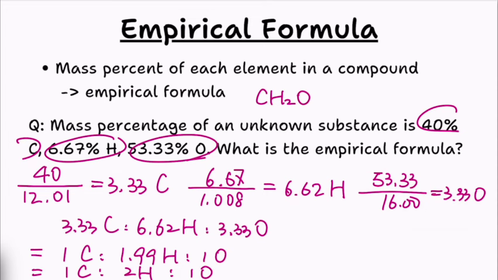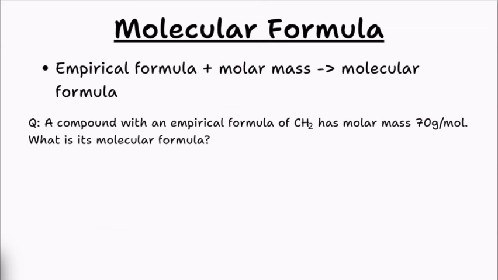The next question is, how do you calculate the molecular formula? First off, you need to have the empirical formula. That's the very first step. And then you need to know the molar mass of this substance. And then you can figure out the molecular formula. Let's say a compound with an empirical formula of CH2, the empirical formula is already given, we don't have to do any more calculation, has a molar mass of 70 grams per mole. First off, I'm going to calculate the molar mass of the empirical formula CH2.